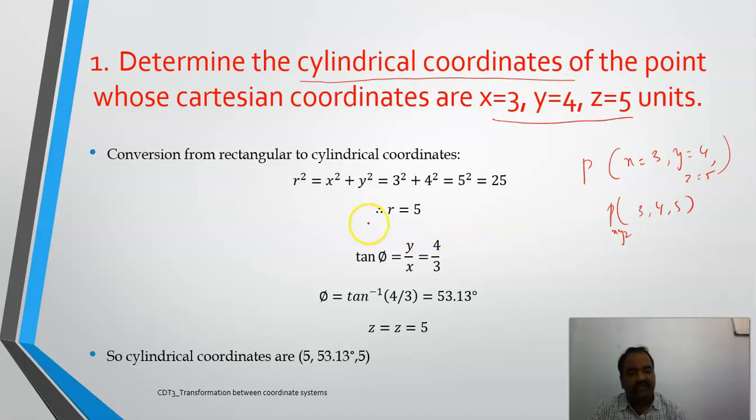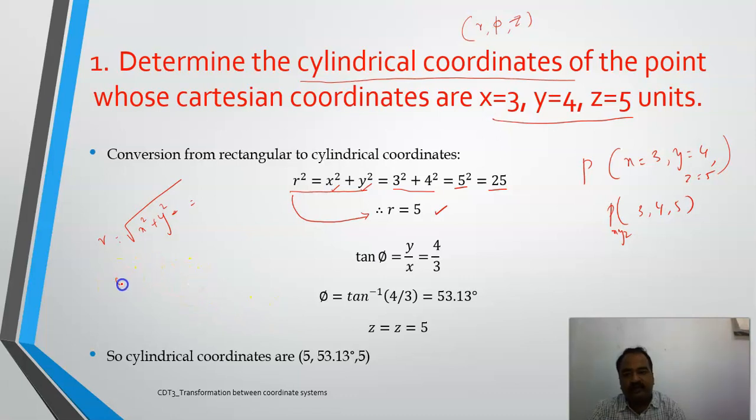So it is only a point coordinate conversion. We have seen the formula in the last class itself. When we want to convert it into the cylindrical coordinate system, we require r, phi and z. And what is the formula for r? r is equal to square root of x square plus y square. So r square is equal to x square plus y square. x is 3, y is equal to 4. So 3 square plus 4 square is 5 square, 25. So r is 5.